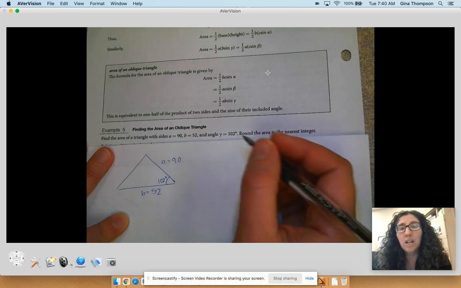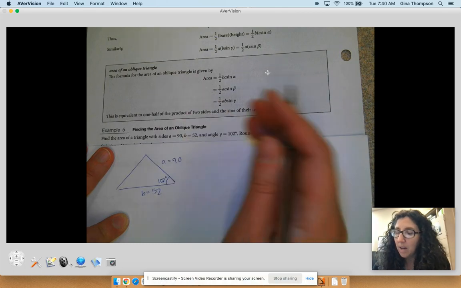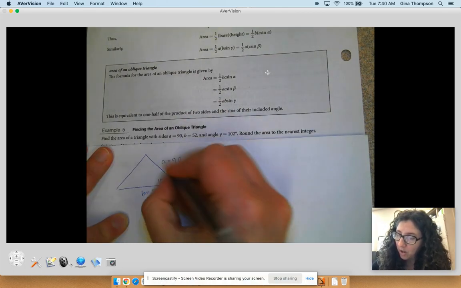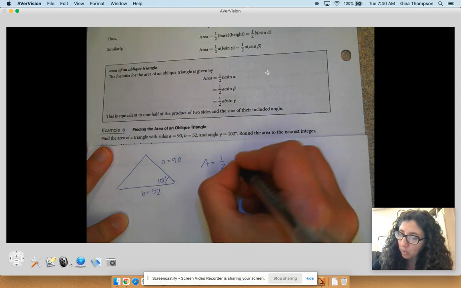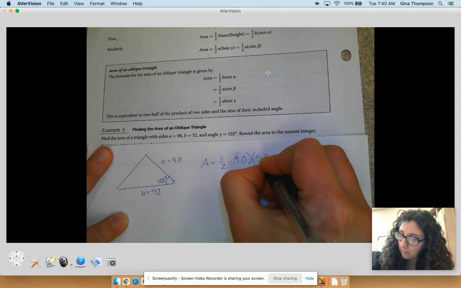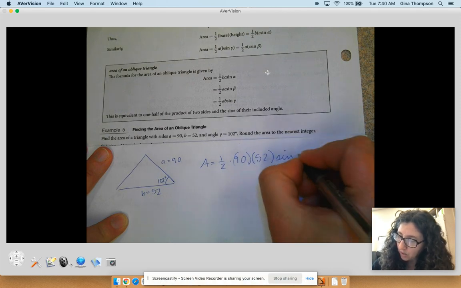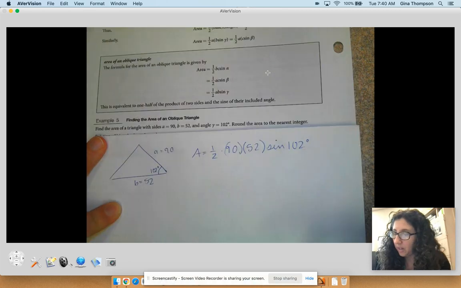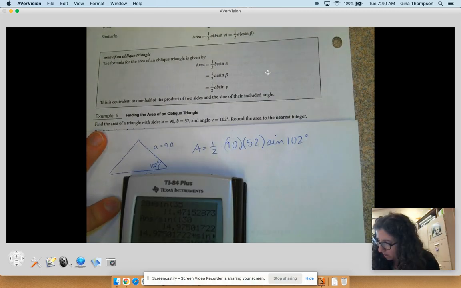Without using this equation, we can still find this, but it would take more work, and I'd have to use trig identities or trig ratios. Now we can just straight up say the area is 1/2. We've got a side, and the angle in between. So it's 1/2 times one side times the other side times sine of 102. And that's it. Now we put it in our calculator: 0.5 times 90 times 52 times sine of 102. Ta-da.